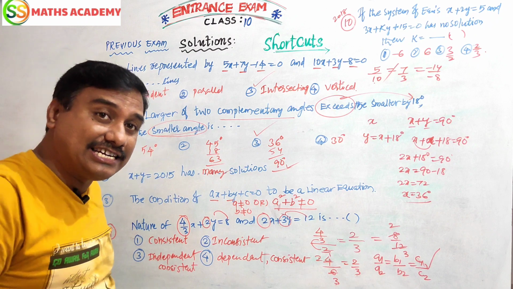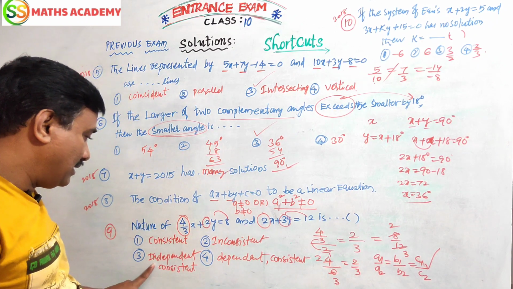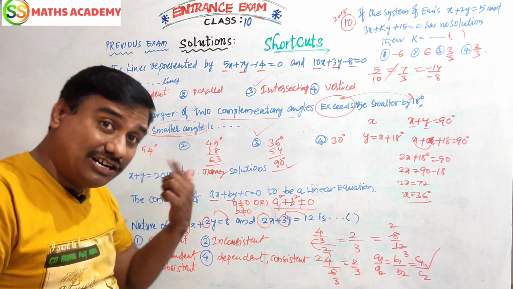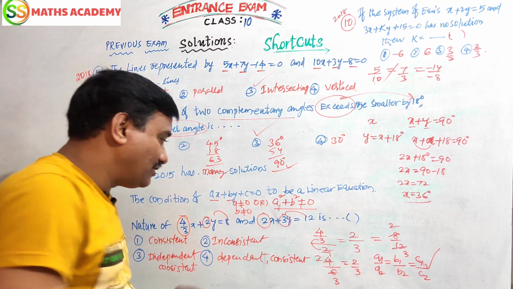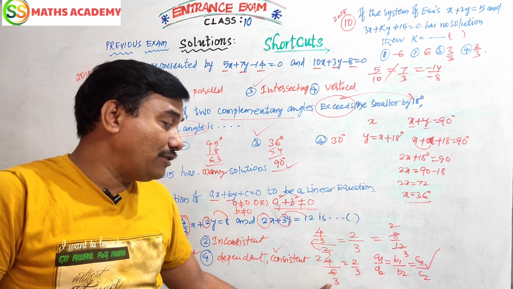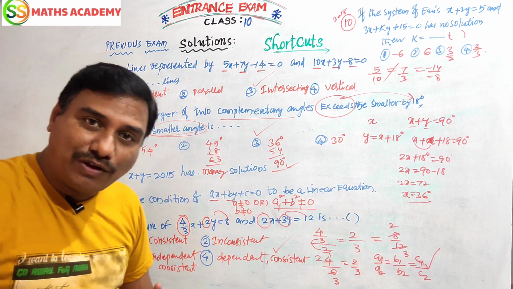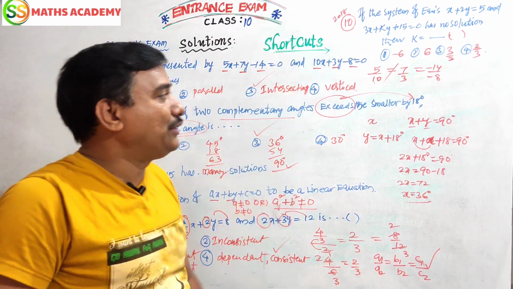Where is the word consistent and dependent? Only consistent, inconsistent, independent are there. The word independent is also not there. So dependent and consistent is your answer. This condition will be satisfied when a1 by a2, b1 by b2, c1 by c2 are equal. Okay. Next, the 10th question.